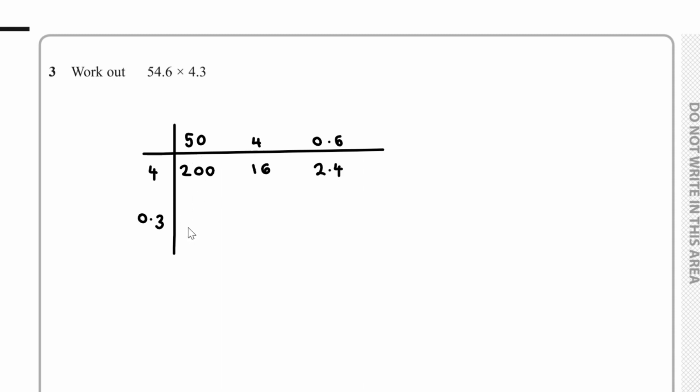0.3 times 50, that's 15. 0.3 times 4, that's 1.2. 0.3 times 0.6, that's 0.18. So what we now need to do is add all these numbers together.